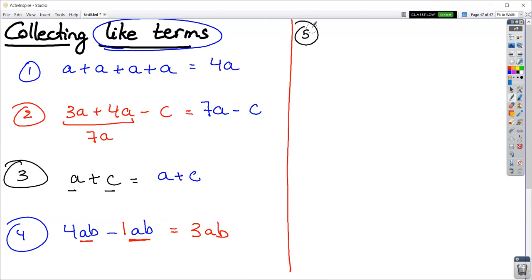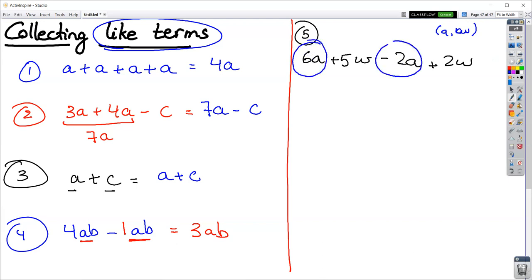The next example is when we are having 6a plus 5w minus 2a plus 2w. Initially, we see that we have got two different variables, a variable a and a variable w. We can do the collecting like terms with the a variable. So we have got two a terms, which are 6a and minus 2a. When you do the simplification between 6a minus 2a, you would have 4a. Now the other two terms are written with w, so that would be plus 5w and plus 2w. Adding them together, plus 5w plus 2w would give 7w.